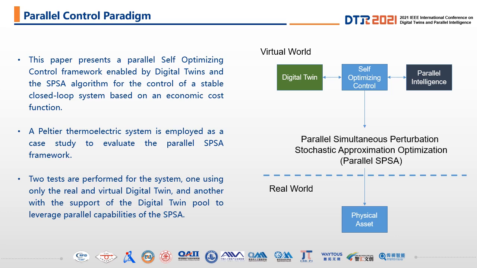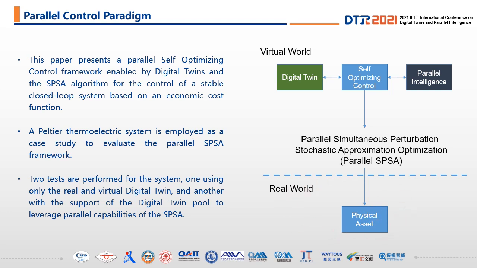So the main goal of this work is to present a parallel self-optimizing control framework that combines those technologies: the digital twin for modeling, the parallel intelligence to support a smart system implementation on multiple instances, and the self-optimizing control through some optimization algorithm that allows the parallel execution, that in this case will be the simultaneous perturbation stochastic approximation algorithm, and in that sense evaluate the virtual world representation interacting directly with the real world or physical asset.